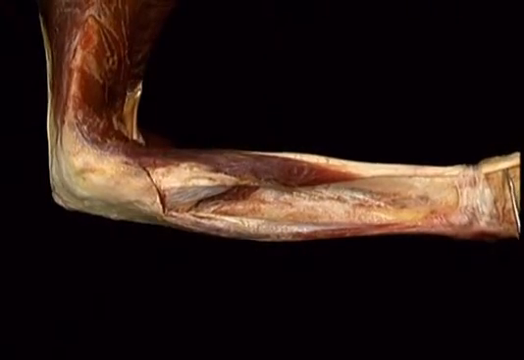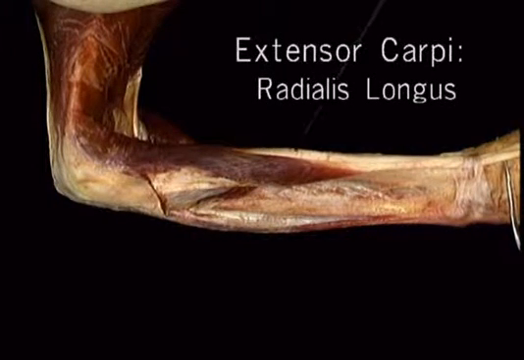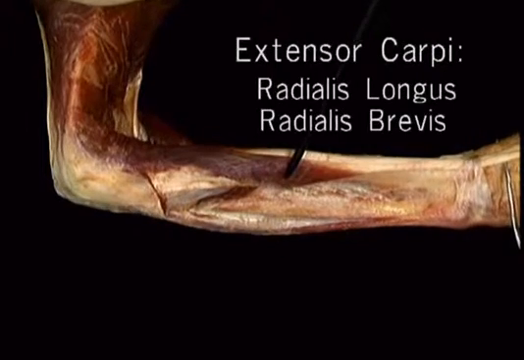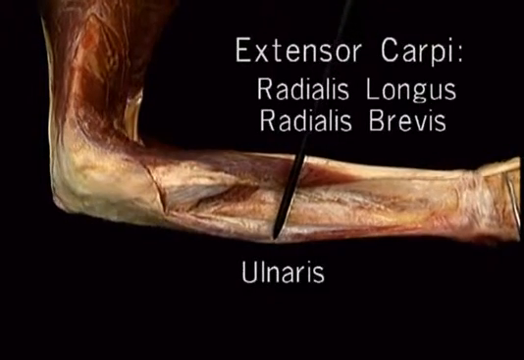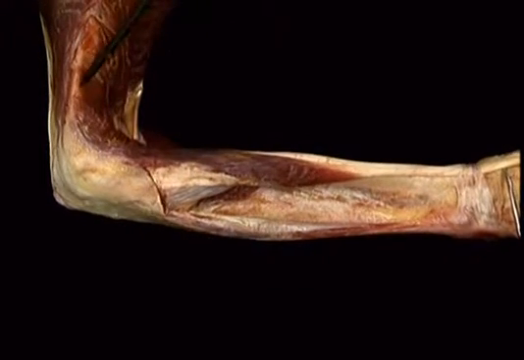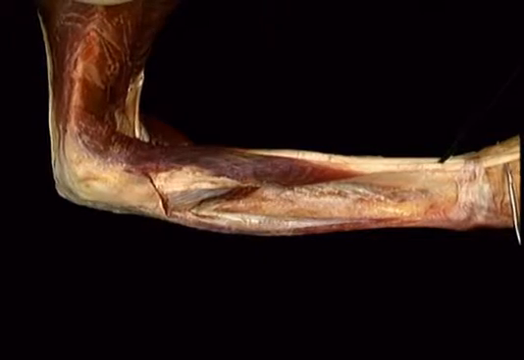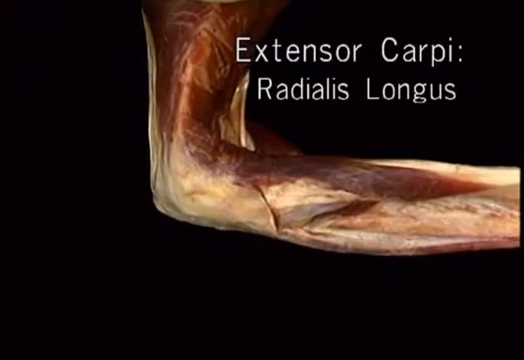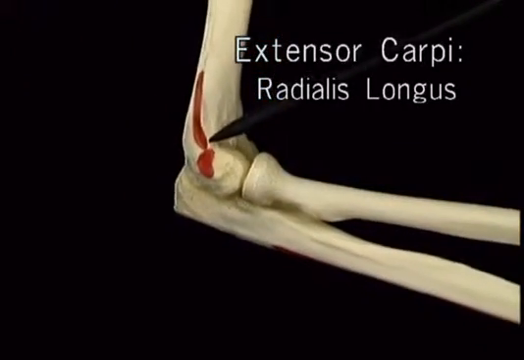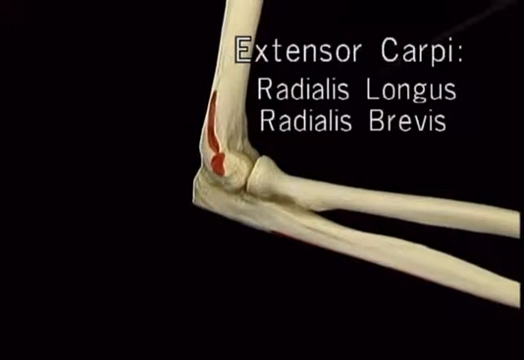Now let's go around to the other side of the forearm and see the wrist extensors. Here they are, extensor carpi radialis longus and brevis, and extensor carpi ulnaris. Brachioradialis, which you'll remember goes from here to here, has been removed in this dissection. Extensor carpi radialis longus arises from the lateral epicondylar ridge just below brachioradialis.